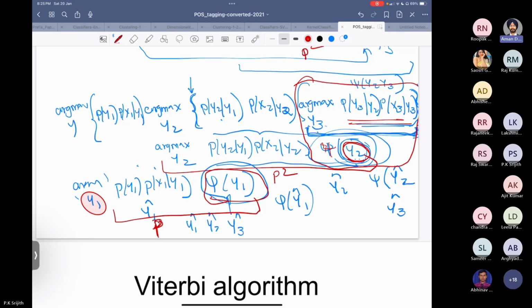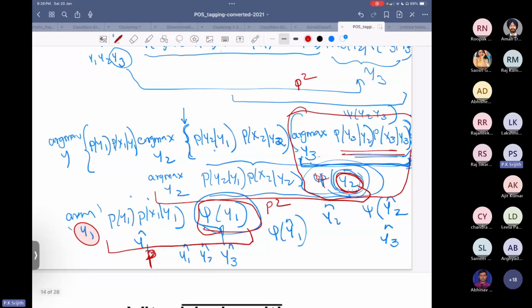This was the first term, the first y1 term. If you look at the number of operations required, it is going to be something like p raised to the power 5? Why? We don't need p raised to 5. We are doing this first, which is p square. Then we are computing psi of y1, which takes another p square. So it's not p square into p square, it is p square plus p square.